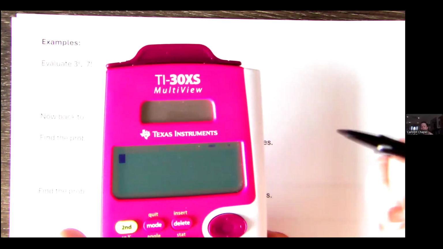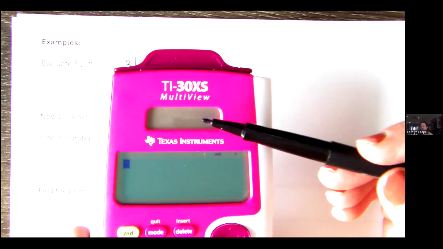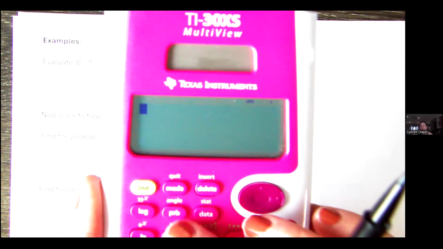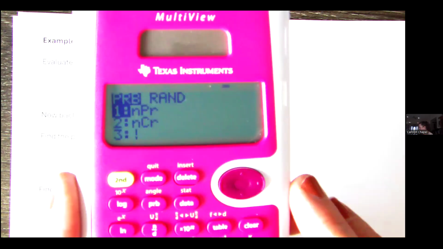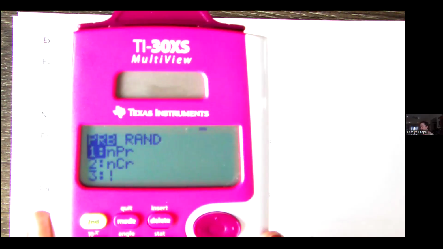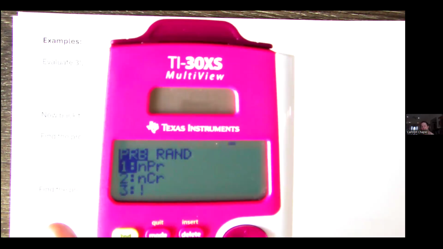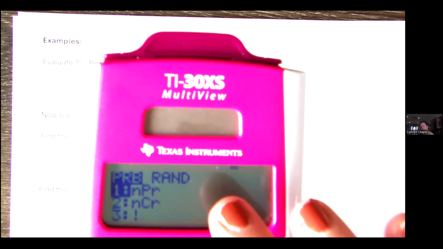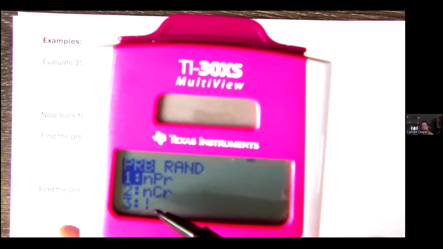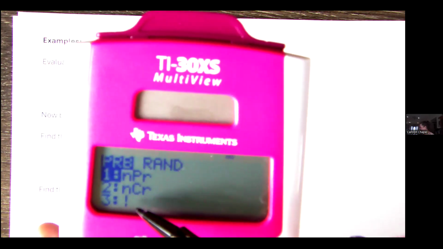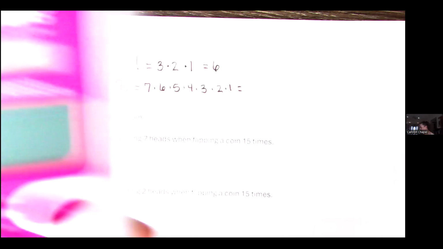I like to use my TI-30, a very simple, basic calculator. This factorial key is hidden under this PRB, which is your probability key. Some of you with graphing calculators, if you go into your math key and then over to probability, you can scroll down and you'll see that exclamation point. So there's my exclamation point. I'm going to clear this, and to do 7 factorial, the first thing I'm going to do is type in the 7, and then I need to go get that exclamation point.